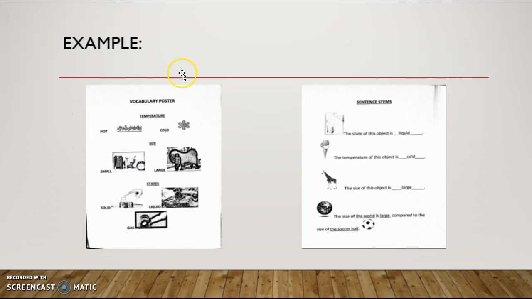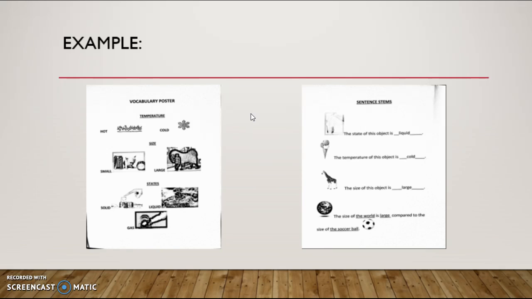So here I have two examples. The first one is a vocabulary poster. So going over temperature: hot, cold; size: small, large; the states: solid, liquid, and gas. And obviously this poster can include different things like magnetism and just different words that they need.